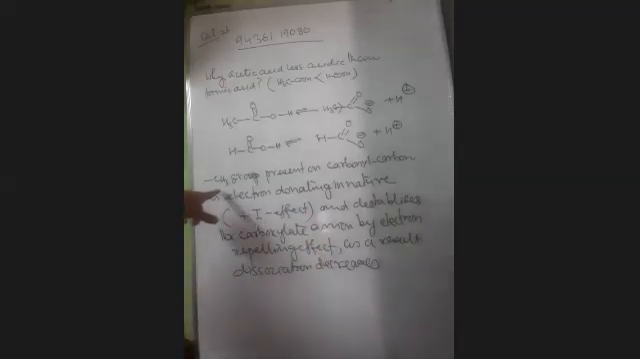So I have written here: CH3 group present on carbonyl carbon is electron donating in nature. Why? Because we know it's plus I effect. And this destabilizes the carboxylate anion by electron repelling effect. As a result, dissociation decreases. So you can write the famous sentence: hence acidity of acetic acid is less than formic acid. That sentence you will write because you are very expert in writing this one.